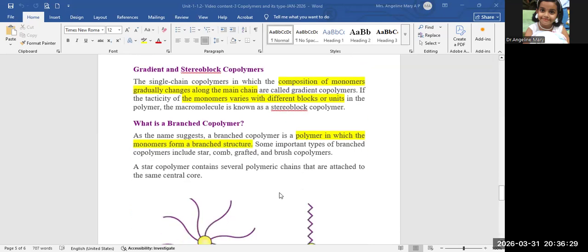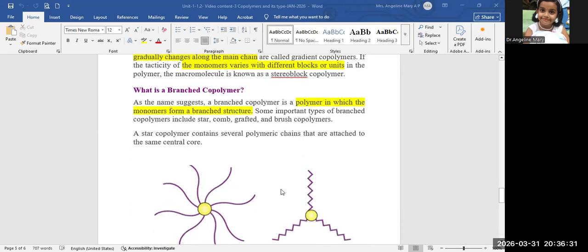Okay. So what is a branched copolymer? From the name itself, we can easily identify it as a polymer in which the monomers form a branched structure. Some important types of branched copolymers include star, comb, grafted, and brush copolymers. A star copolymer contains several polymeric chains that are attached to the same central core.